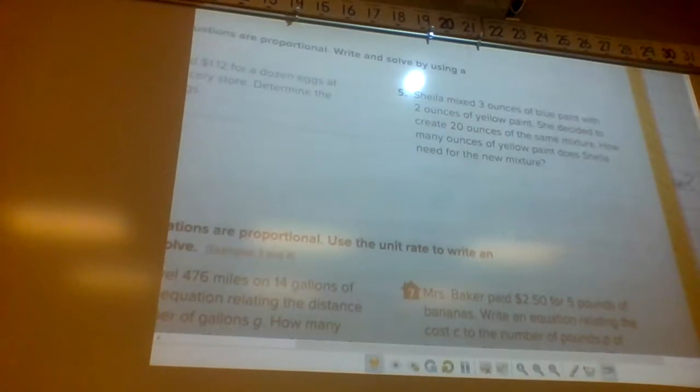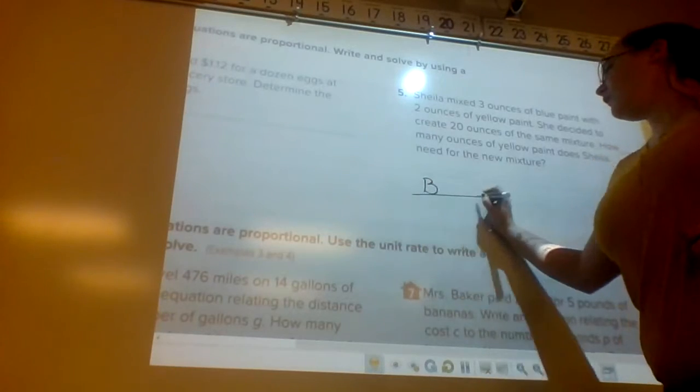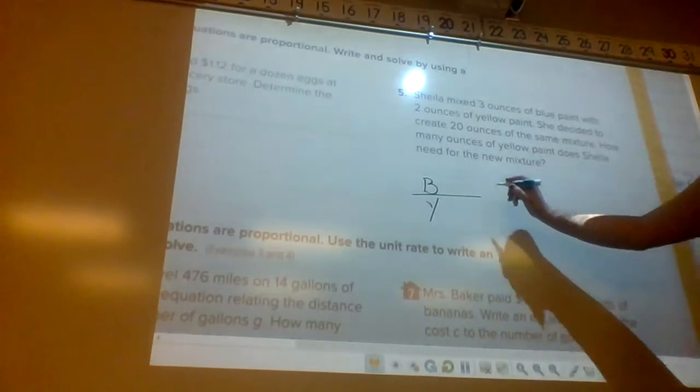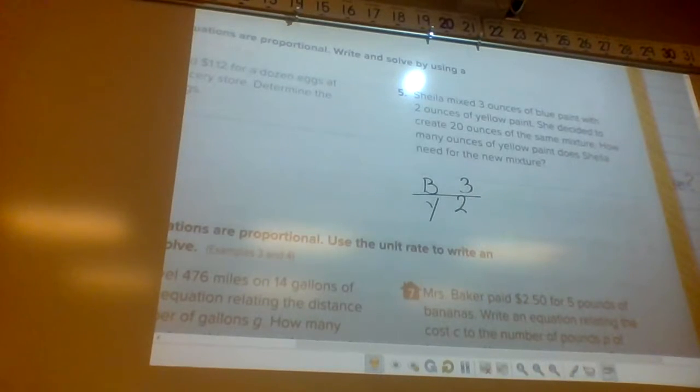Yes. Okay, how much blue paint does she have? 3 ounces. And how much yellow paint? 2 ounces. So we're going to put blue paint over the yellow paint. 3 ounces blue, 2 ounces yellow. You okay so far? That was easy? Can we all do that? Is that a problem? All right.